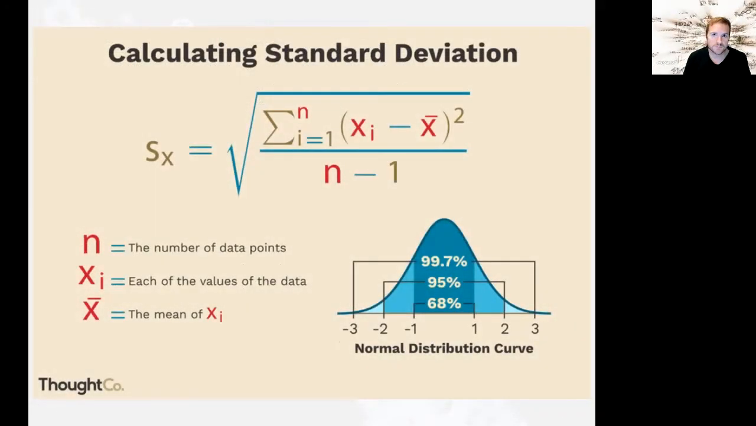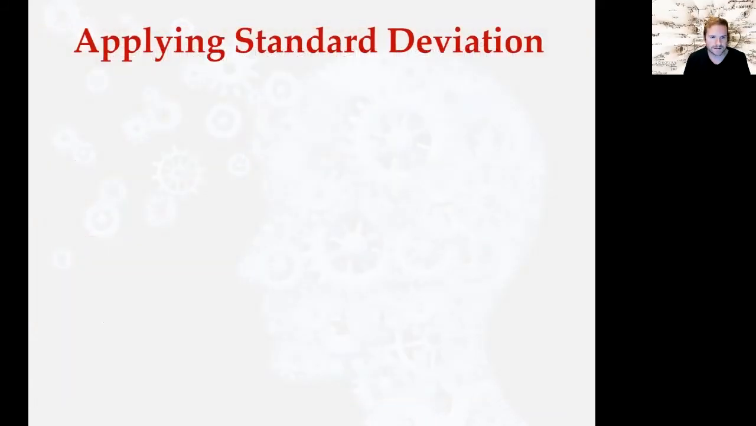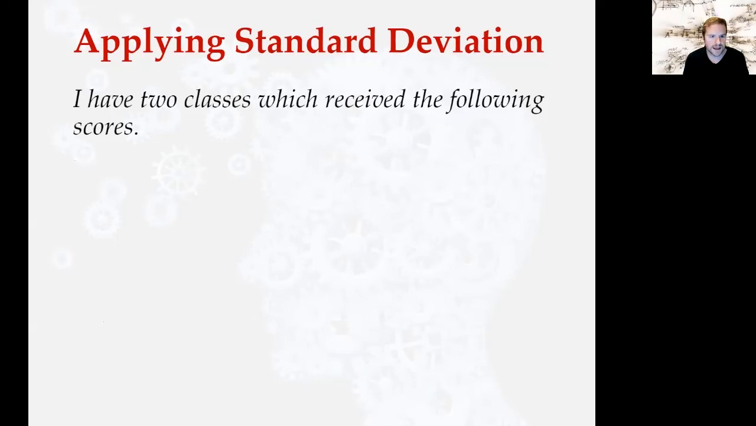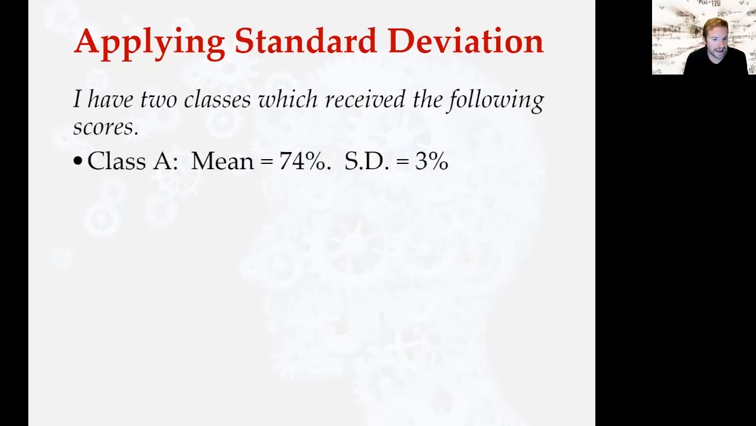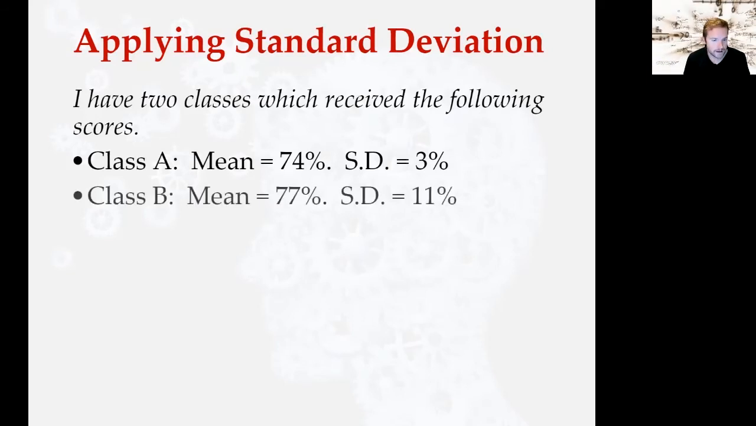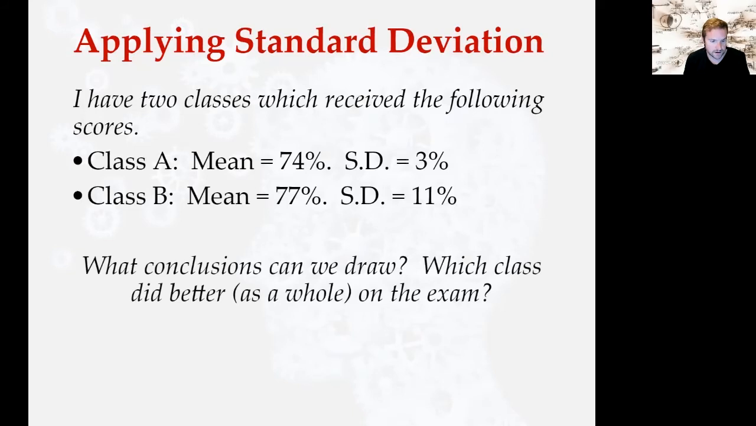Now that we've done some calculations with standard deviations, you'll have an assignment that you're going to work on your own. Applying standard deviation. So let's say I have two classes which recently received the following scores. Class A had an average score of 74% with a standard deviation of 3. Class B had an average of 77% with a standard deviation of 11%. What conclusions can we draw? Which class did better as a whole on the exam?